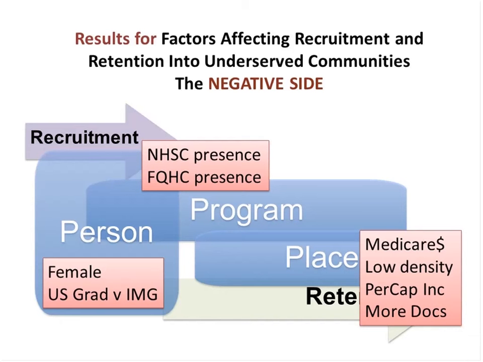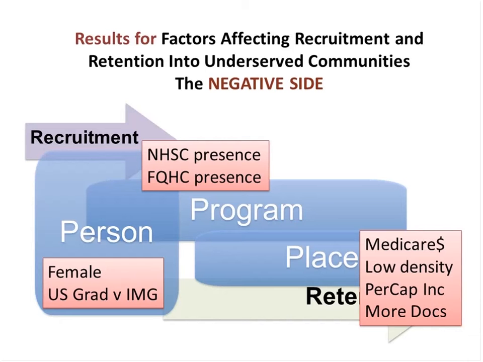So here are the results for factors affecting recruitment and retention in underserved communities, the negative side. This is when it comes to people moving into a place, that is, moving from an urban to a rural underserved area. These are the things that are associated with their not moving, with their being less likely to move. Interestingly enough, we found that the National Health Service Corps presence and the FQHC presence were associated with lower rates of movement into communities.